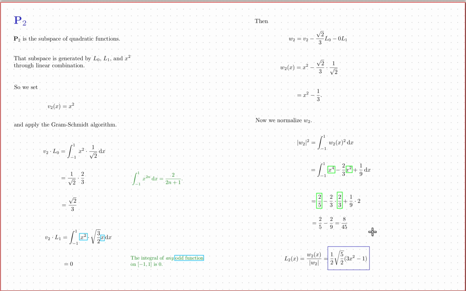So the magnitude of W2 is the square root of this. And we take our W2, divide out the square root of 8 over radical 45. And I'll trust you guys to check my algebra here. But when you simplify the radicals and everything, it comes out to be this: 1/2 times radical 5/2 times the quantity 3x squared minus 1. So that is what we'll use as our L2. It's a unit vector polynomial, which is orthogonal to L0 and L1.